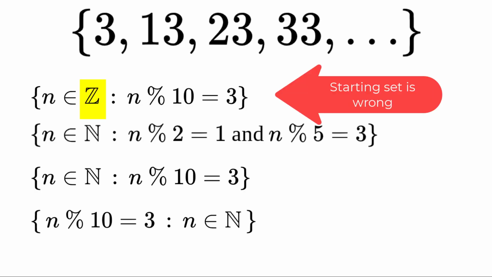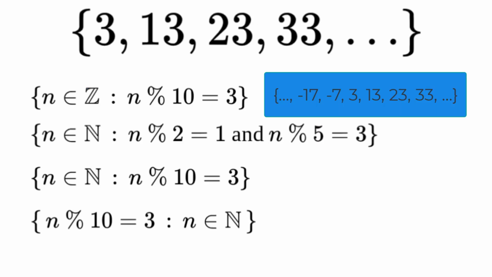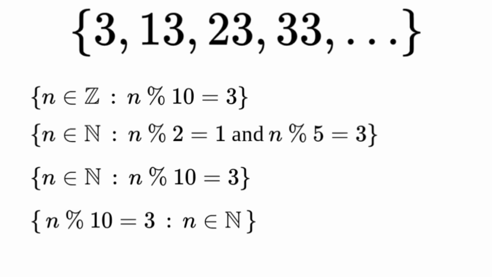This one is not correct because the set we start with prior to the filtering is wrong. This would be the set of all integers, and if we started with that set and filtered out all but the ones that are 3 mod 10, we'd pick up not only all the numbers in the set you see at the top, but also a bunch of negative numbers. So that starting set really matters. It has to be stated and stated correctly.